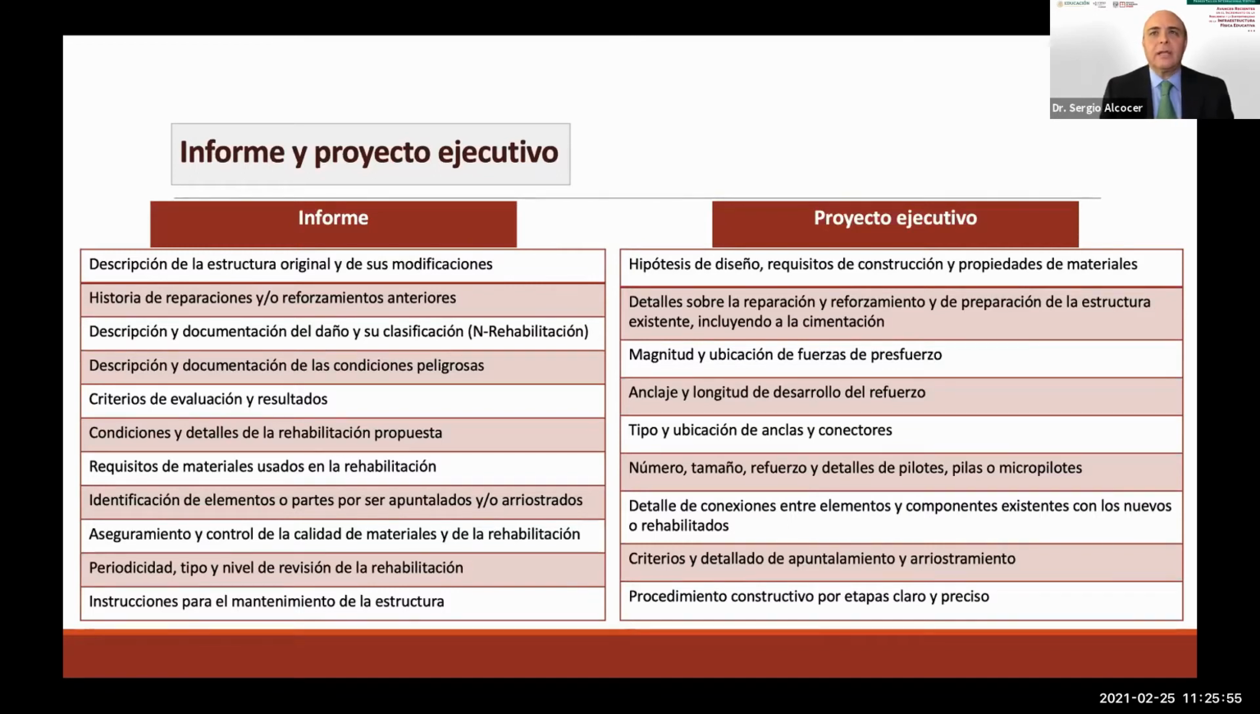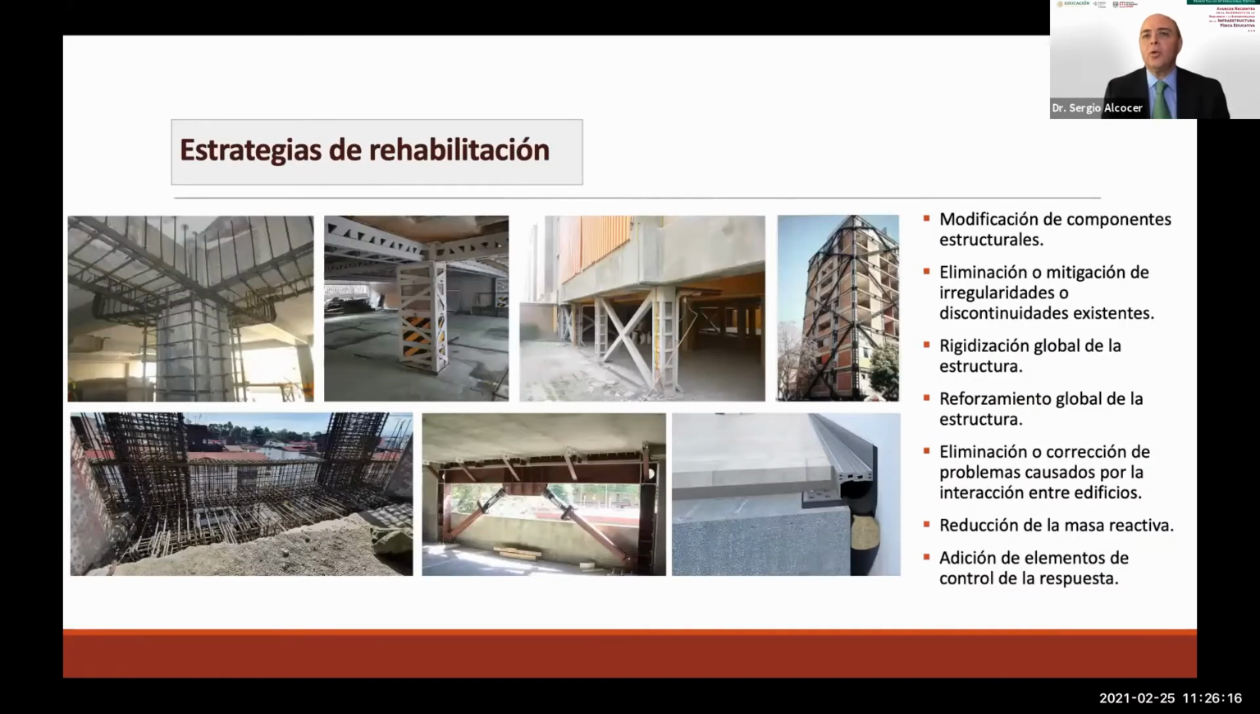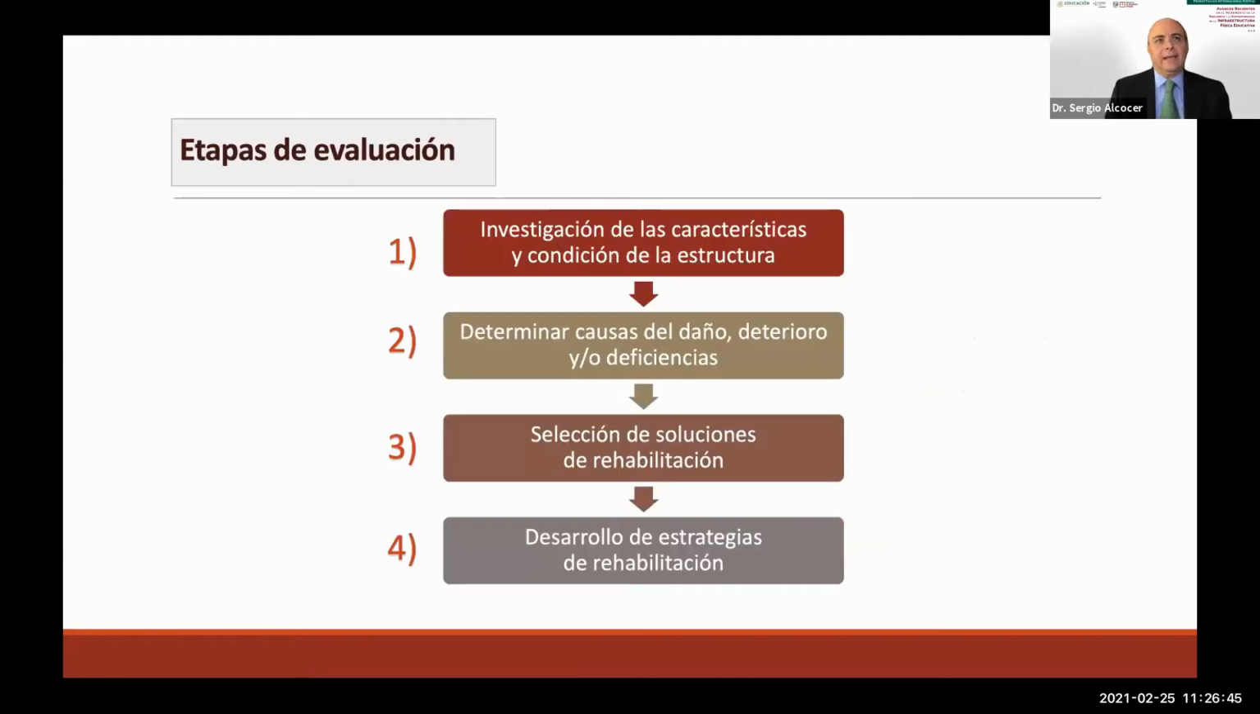They include what a report must have, and what the executive project must include, to get rid of every ambiguity about what an executive project for a refitting process must include. And this can be applied for any other building that is going to be refitted. It includes a description of the different refitting strategies that we can apply, such as the modification of structural components, their repair, the elimination or mitigation of irregularities, rigidity of structures, the elimination of problems caused between buildings, and the reduction of reactive mass, etc.